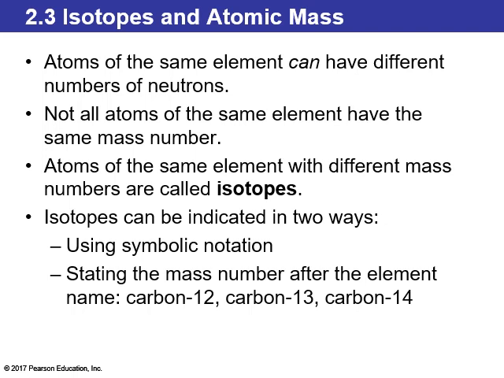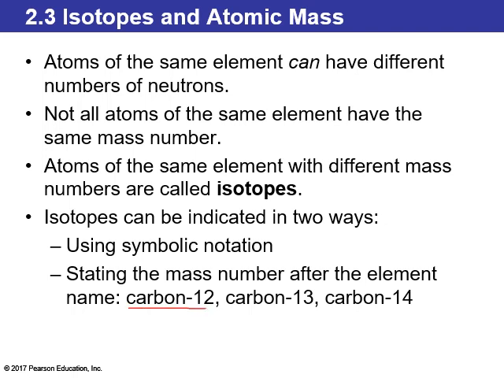So just to review what we've just discussed, atoms of the same element can have different numbers of neutrons. We discussed that you could have hydrogen with no neutrons, hydrogen with 1 neutron, hydrogen with 2 neutrons. Not all atoms of the same element have the same mass number because they can have different numbers of neutrons. Atoms of the same element with different mass numbers are what we call isotopes. So isotopes can be indicated in 2 ways. We can use that symbolic notation in which we have the elemental symbol, the atomic number, and the mass number shown, or we can state the mass number after the element name.